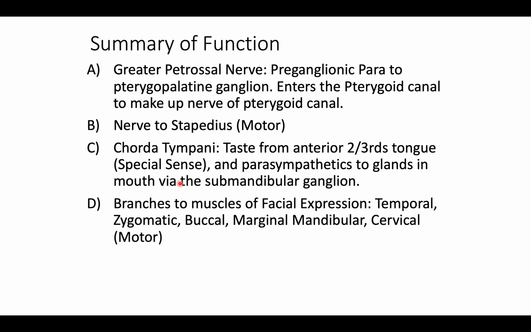So, summary of the function: the greater petrosal nerve is preganglionic parasympathetic to the pterygopalatine ganglion, and it's entering that pterygoid canal to make up the nerve of the pterygoid canal. The nerve to stapedius is motor. Chorda tympani is providing taste to the anterior 2/3 of the tongue, and parasympathetics to glands in the mouth via the submandibular ganglion. Branches to muscles of facial expression are going to be that two Zanzibar bimotor car, so temporal, zygomatic, buccal, marginal mandibular, and cervical.